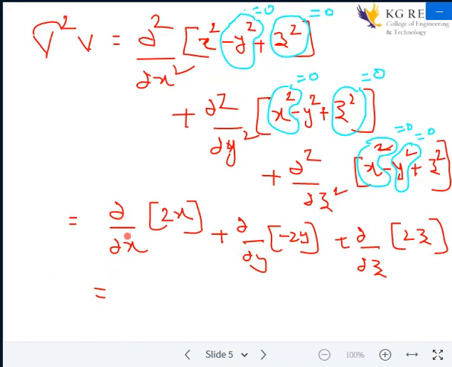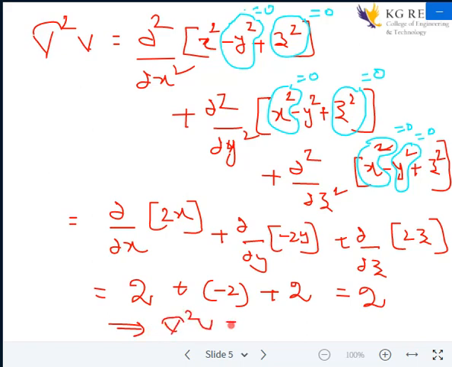Now the partial derivative of 2x with respect to x will become 2, plus ∂/∂y of minus 2y will become minus 2, and ∂/∂z of 2z will become 2. If you take this sum, 2 plus minus 2 plus 2, you will get an answer of 2. So if you clearly observe, the del square of v operation which you have done is equal to 2, which is not equal to 0.